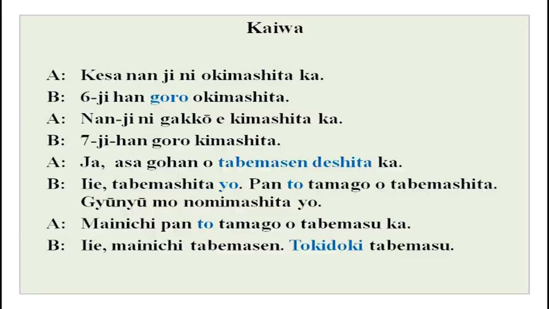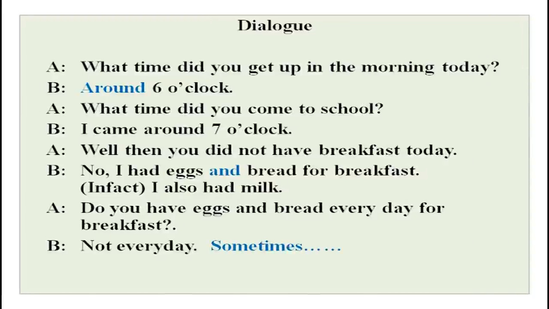So, how much did you understand from this? We have done quite a few things over here. Almost all the verb forms over here have been covered. Well, there are a few new words like goro, yo. Yo is a particle, to is a particle, and tokidoki is another new word, which we will do in this lesson here. Kesa nanji ni okimashita ka? So, what we can do is, we can quickly go through the translation and then explain what we have to do later.